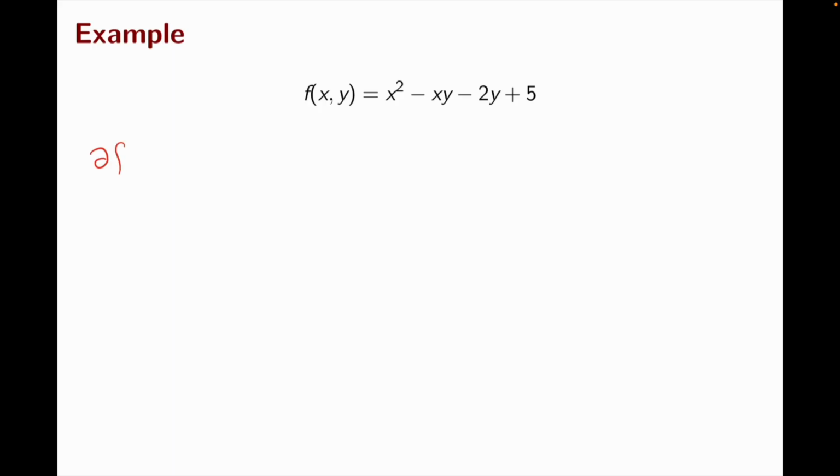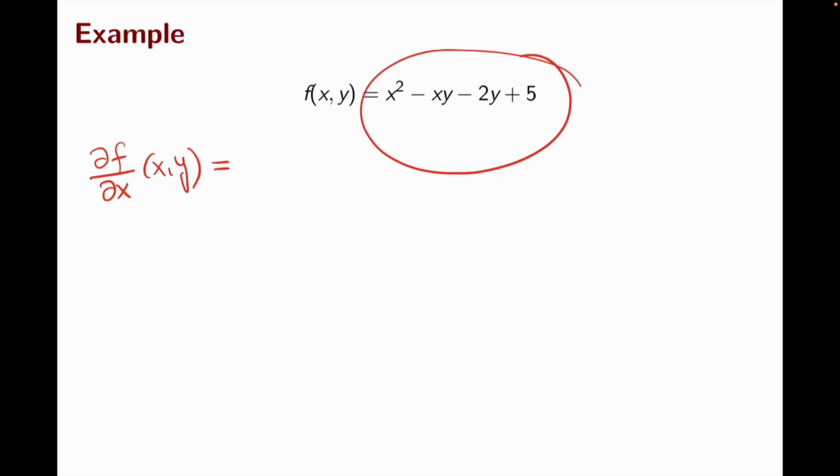Let's calculate the derivative of this function with respect to x. To calculate the derivative with respect to x, we are going to consider that in the function the only variable is x. So every time that y appears, we are going to consider y as a number. So in this case, you will consider x squared minus xy, where y is like a number, minus 2y, and y is like a number again. So let's consider that when calculating the derivative.